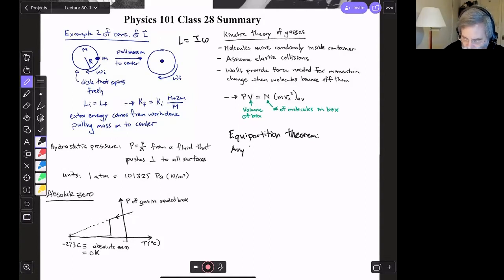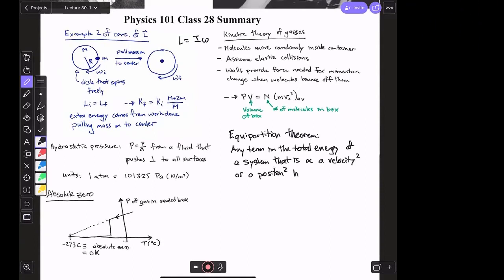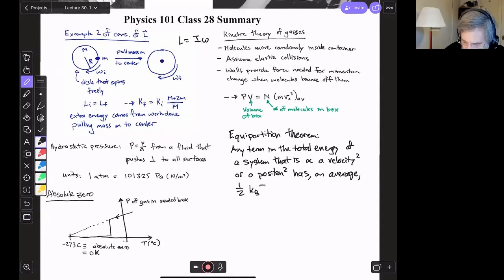What it states is that any term in the total energy of a system that is proportional to a velocity squared or a position squared has on average 1/2 k_B T of thermal energy. But this is only true if k_B T is much greater than the energy spacing between quantum levels.